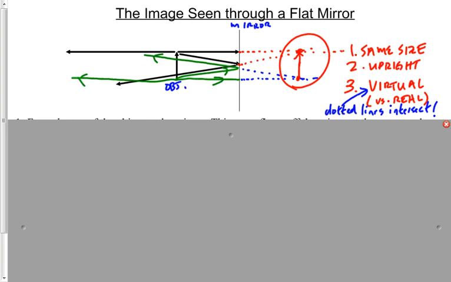We're going to see lots of cases tomorrow where you can project it onto a screen, where you could physically take a mirror, stand in front of the mirror, and project that image from the mirror onto a piece of paper or project it onto the wall. But in this one, in a plain flat mirror, you can't do that.